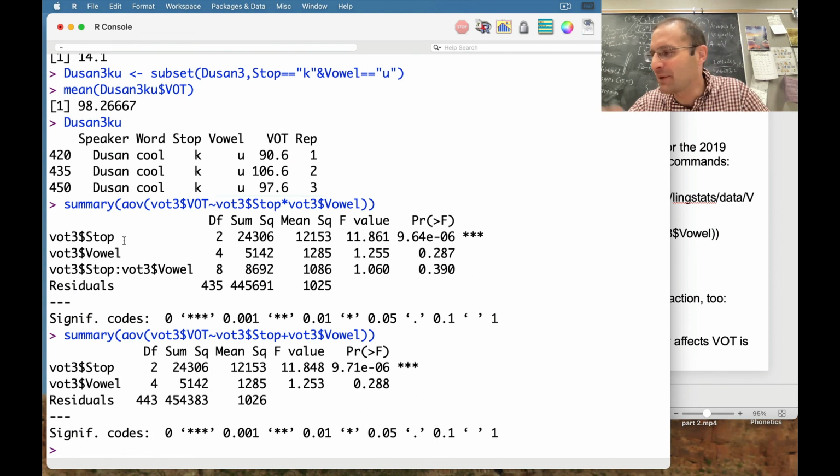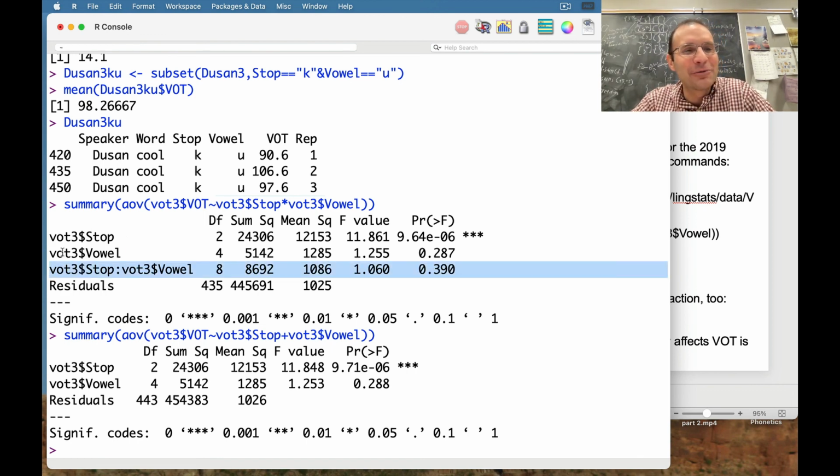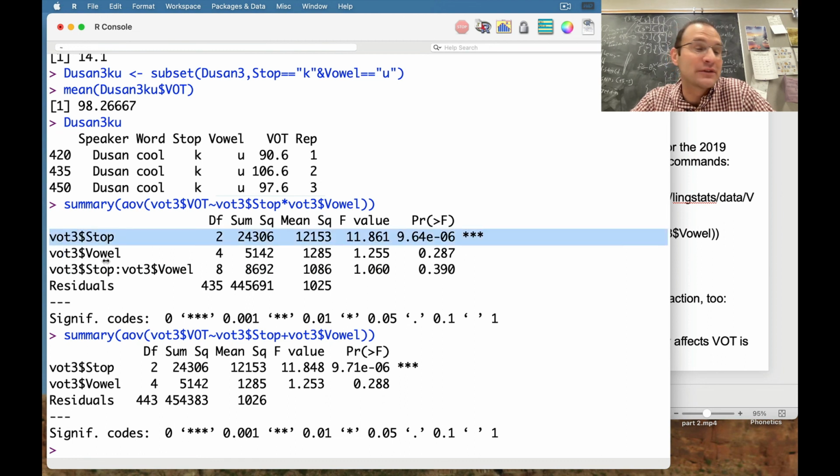The problem with this example, even though it's easy to understand from a linguistics point of view, is there's no interaction effect. So I want to really show you what an interaction looks like when you get one. All we have here is a significant effect of stop, which we've seen before in the one-way ANOVA. So I'm going to give you a different example in the next lecture on this topic.